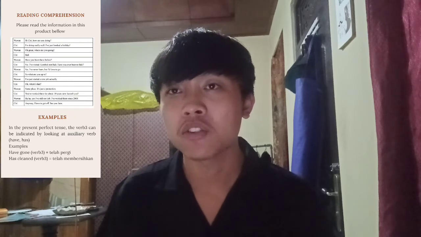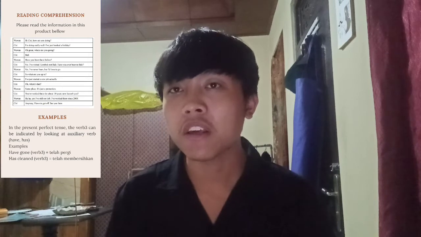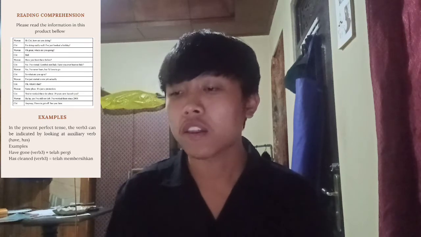I'm sorry, the previous one of reading comprehension belongs to indicating the verb tree. So the verb tree can be indicated by looking at the auxiliary verb have or has. Sorry, it was my mistake. So here let me continue again.